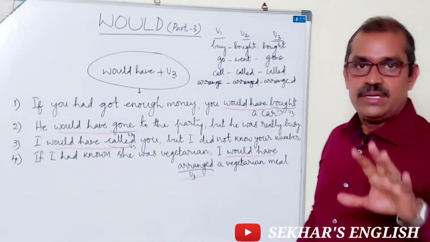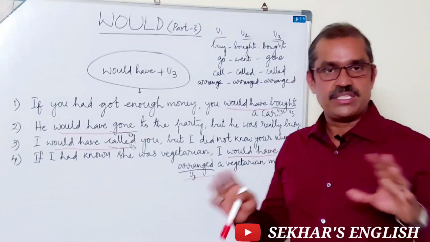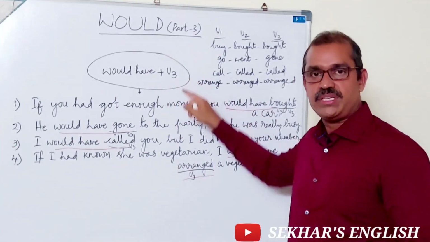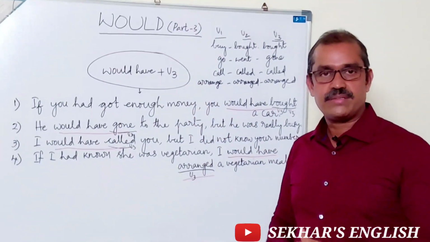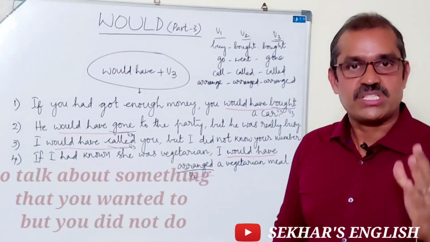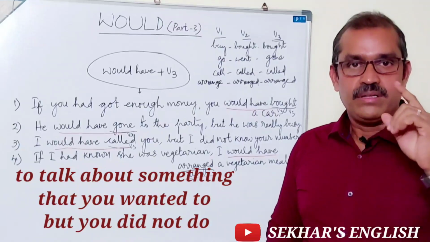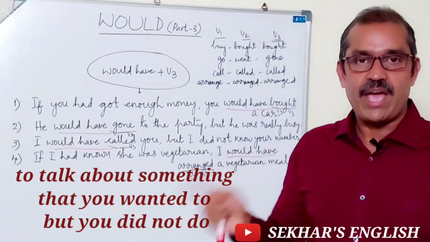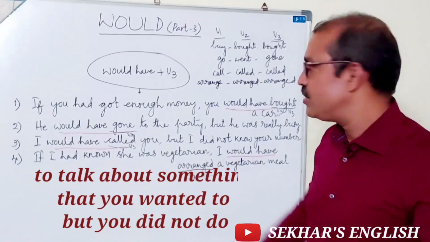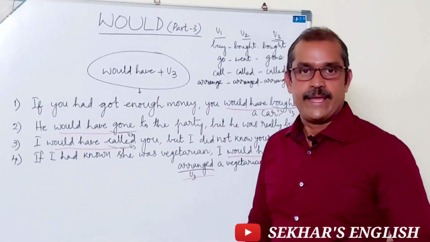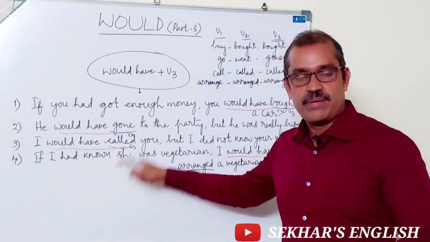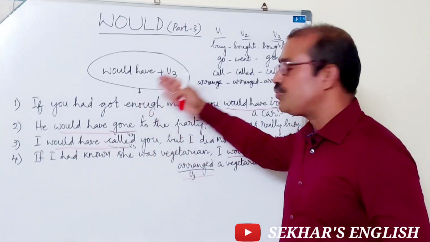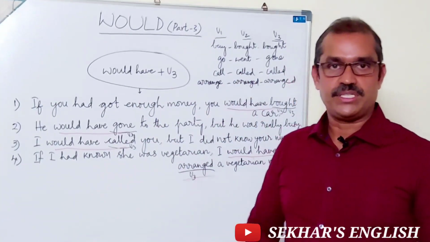Friends, in part 1 and part 2, the structure is simple, would plus V1. But in part 3, the structure is would have plus V3. What does it mean? Yes, to talk about something that you wanted to do, but you did not do that, but it did not happen, there you can use would have plus V3. If you go through some examples, you will have better understanding on how to use would have plus V3 in our daily conversation.